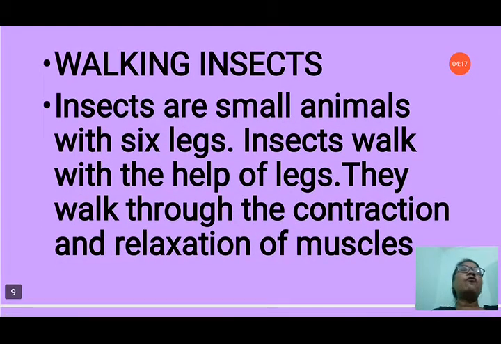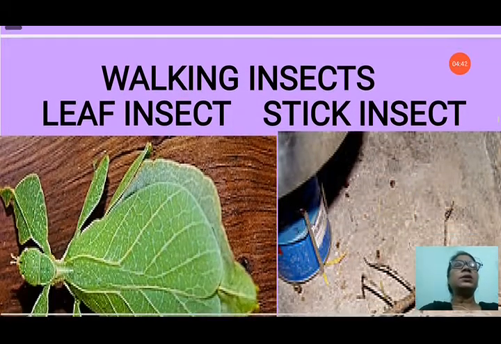Some insects can walk. Walking insects: insects are small animals with six legs. They have six legs, and insects walk with the help of their legs. They walk through the contraction and relaxation of their muscles. So insects can walk. Now next we will see the walking insects.